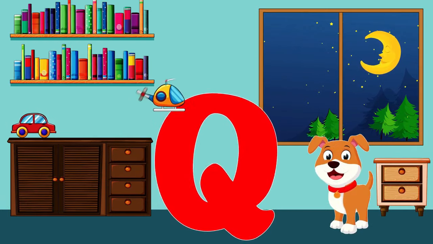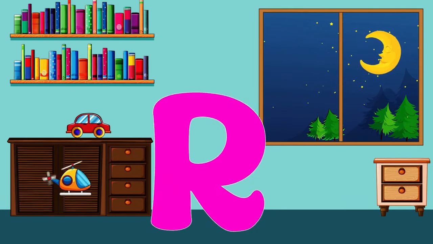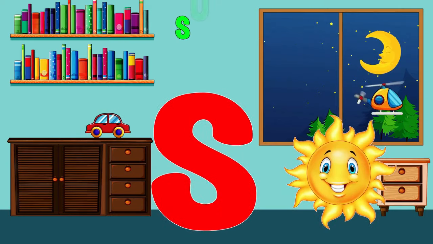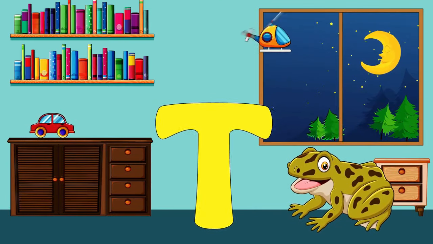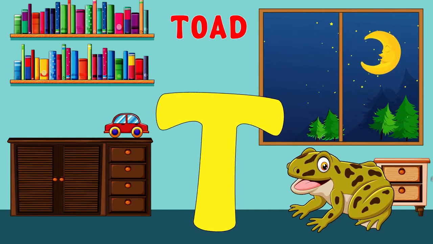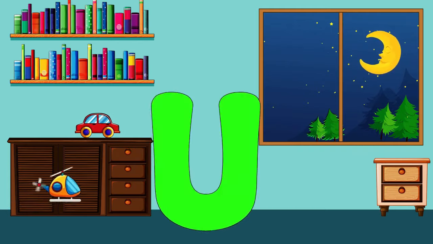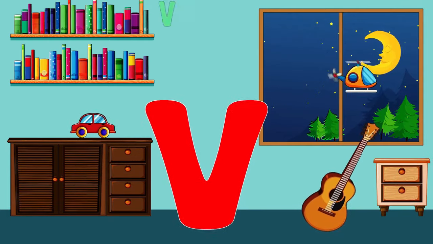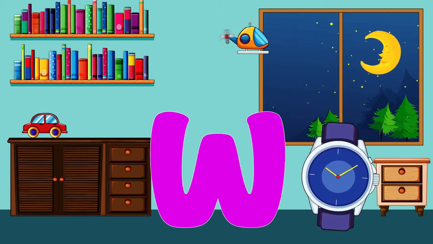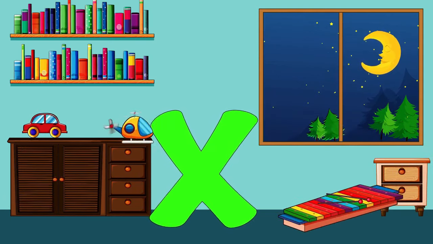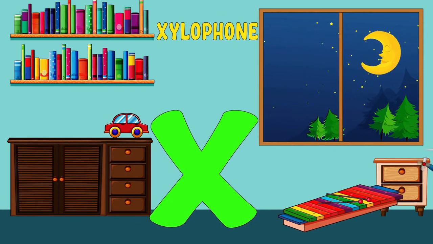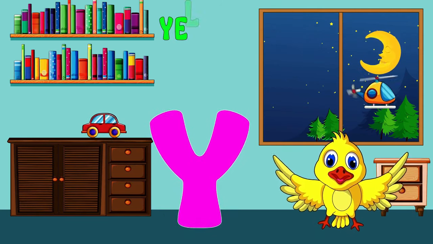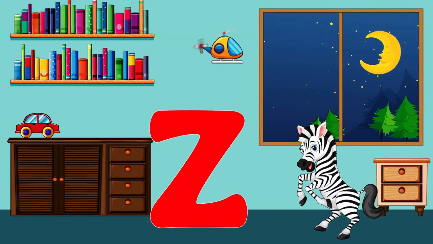Q is for queen. Queen. R is for rabbit. Rabbit. S is for sun. Sun. T is for toad. Toad. U is for umbrella. Umbrella. V is for violin. Violin. W is for watch. Watch. X is for xylophone. Xylophone. Y is for yellow. Yellow. Z is for zebra. Zebra.